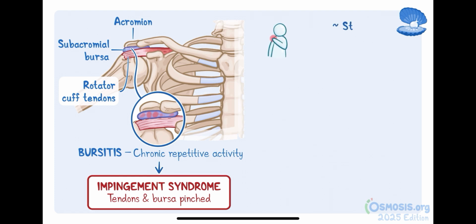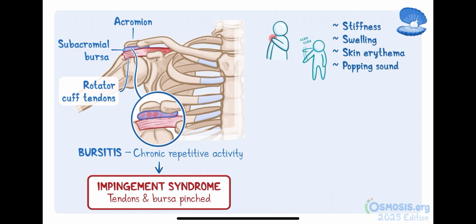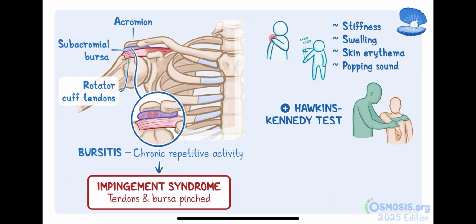Look for symptoms like stiffness, swelling, skin erythema, and a popping sound when moving the shoulder. You'll also note a positive Hawkins-Kennedy test, with pain elicited in the shoulder during internal rotation, or a positive NEAR test, also known as the passive painful arc test, which elicits pain when the glenohumeral joint is passively flexed.